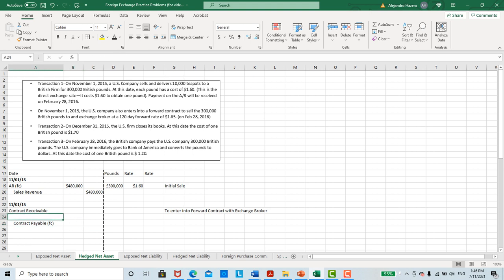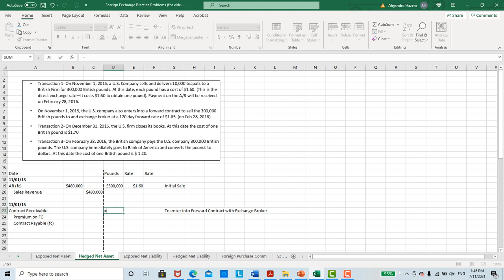And then here, I'm going to credit premium. Let's see if it's a premium or a discount. This is going to be a premium on forward contract. I'll put the amount and then tell you how you know that you can have premiums and discounts, and how you can have a premium or discount on a forward contract. Okay, so anyway, so contract receivable.